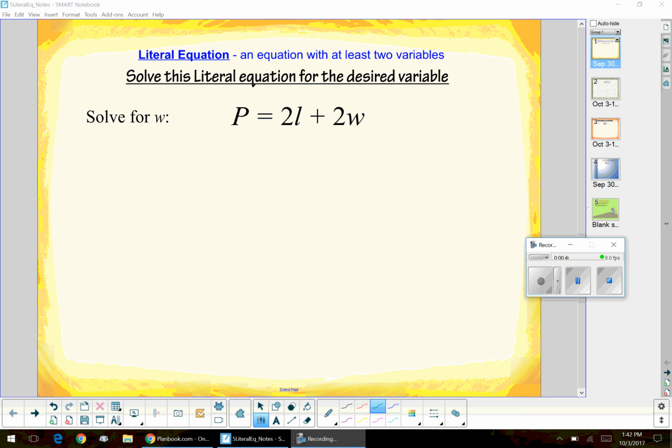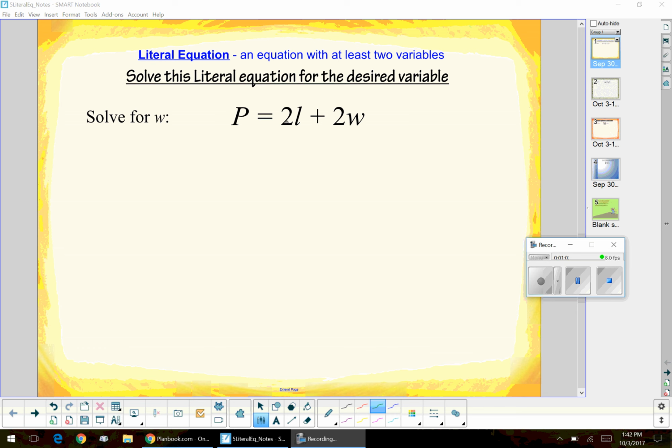So as always, I want to figure out what order things happen to my variable W. W right now is multiplied by 2 first, because I know it's closest to it. Order of operations, I would do those two. And then we're adding it on to 2L, and that's giving us our perimeter. So the very first thing I want to get rid of is this pesky 2L. I want W by itself, and this 2L is in the way. We need to get rid of it.